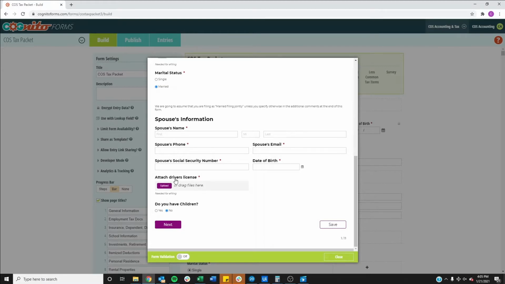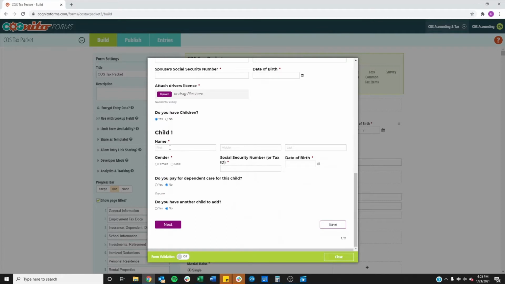Same with the driver's license. We'll need that as well. And then if you do have any children in 2020 or whatever tax year we're preparing taxes for, we're going to ask for the child's information.